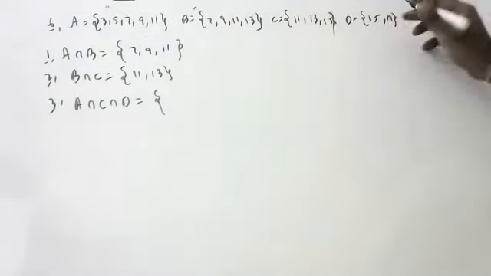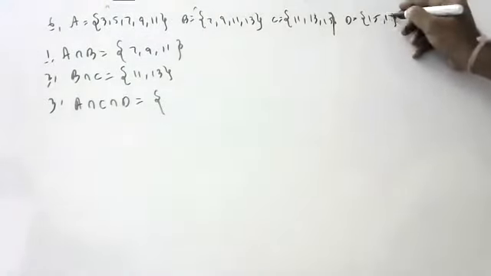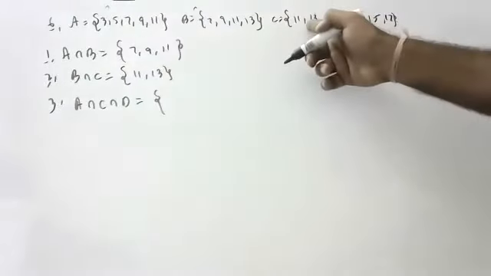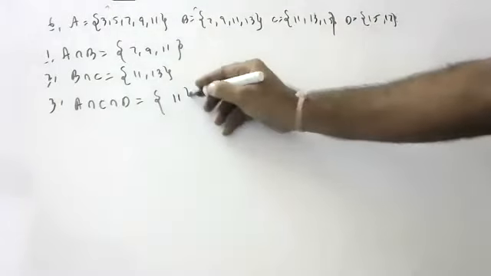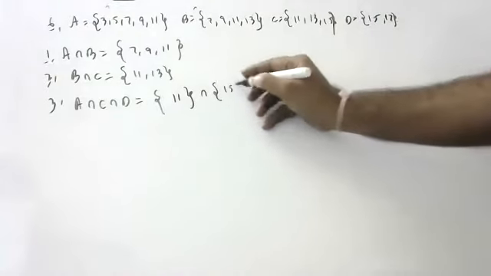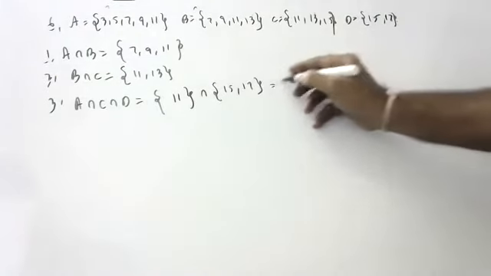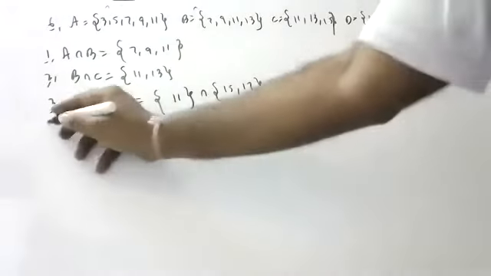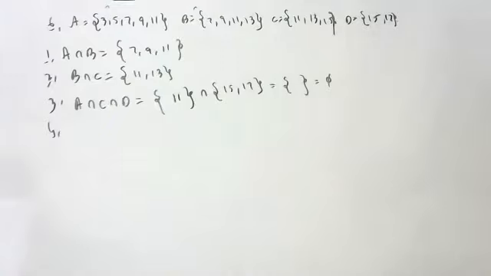Common in all three of them: A, C, D. Null set, nothing is common. Whenever you get any confusion, you can do it like this. What is common between A and C, children? 11. 11 intersection {15, 17}: nothing is there, so you get an empty set, that is the null set. So directly also you can do it, because you will get these things in 1 mark bits.